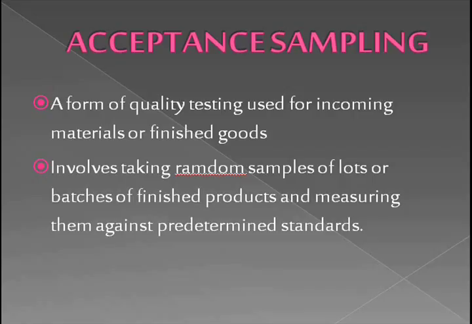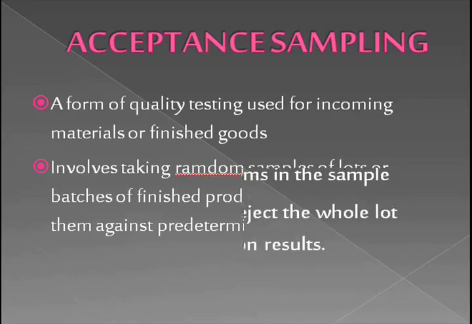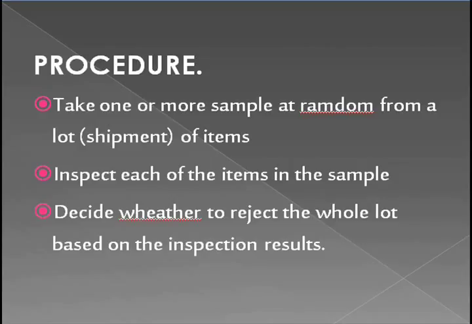Acceptance sampling, a form of quality testing used for incoming materials or finished goods, involves taking random samples of lots or batches of finished product and measuring them against predetermined standards. The procedure of acceptance sampling: First, take one or more samples at random from a lot or shipment of items. Second, inspect each of the items in the sample. Third, decide whether to reject the whole lot based on the inspection results.